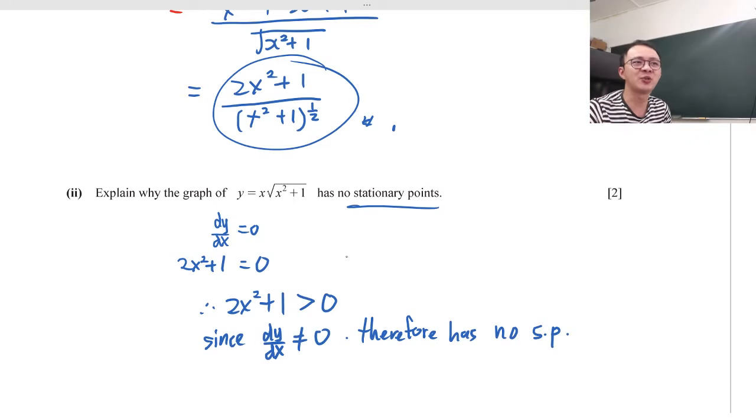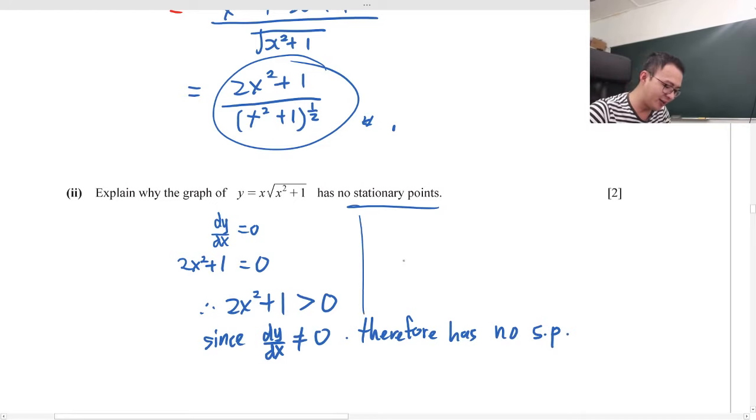For 2x squared plus 1, if you try to solve this one, you will get something like square root of negative 1 over 2. Square root cannot be negative, right? But the easiest way to think of it is that 2x squared plus 1 must always be bigger than 0. There's no way you can make 2x squared plus 1 less than 0 or equal to 0, or even less than 1, because the value must always be bigger than 1. So therefore, it's not possible. So therefore, dy dx is not possible to get 0. But I guess any valid reason should be okay.